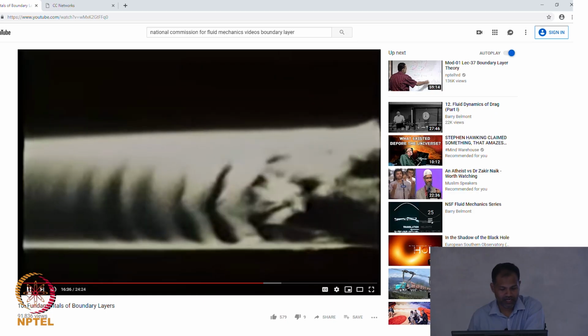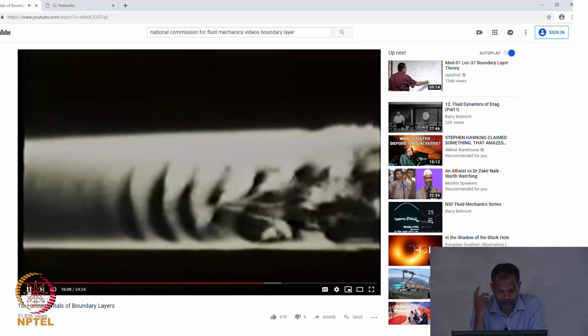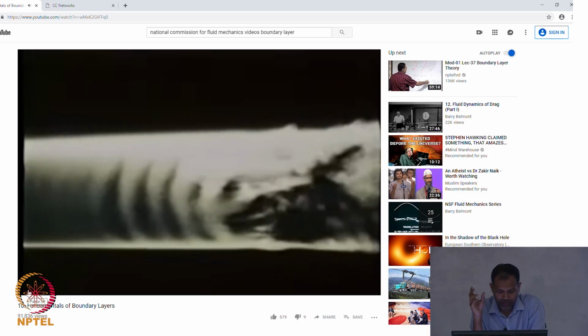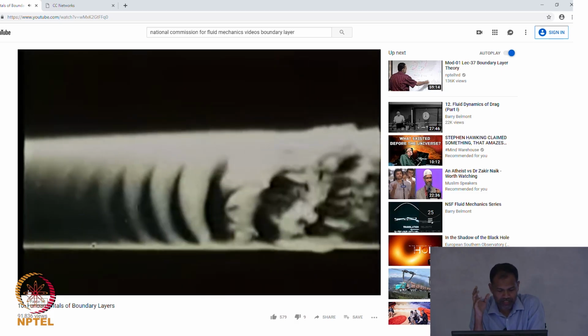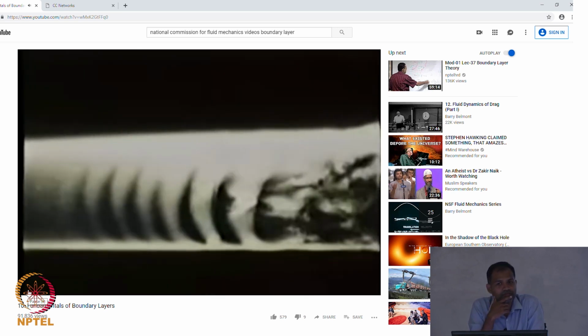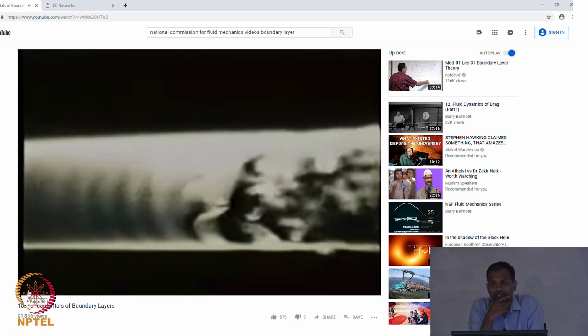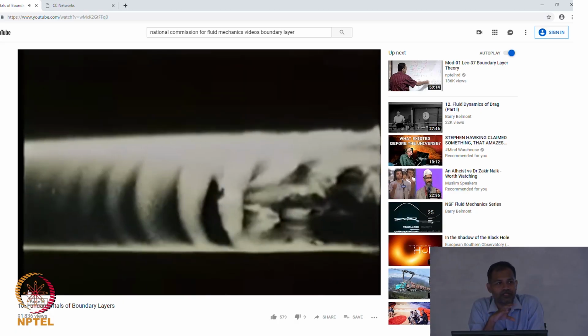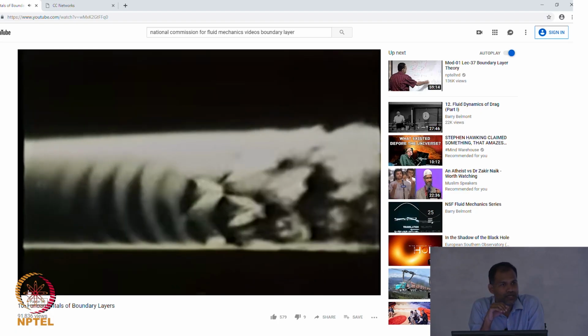So this is what the boundary layer would look like if you put in something that you can visualize. You will see how smooth the laminar region is and how things turn turbulent as the boundary layer undergoes transition. So this is the laminar-turbulent transition in a boundary layer.